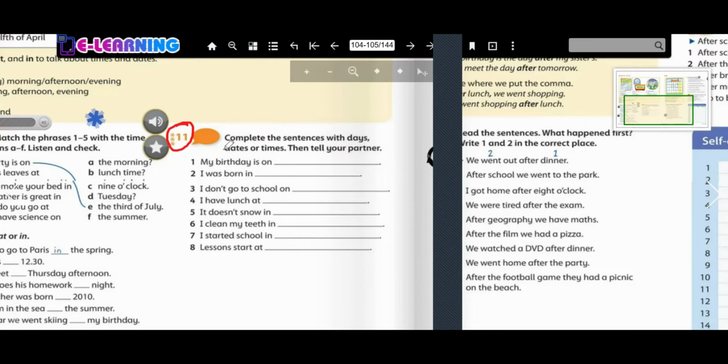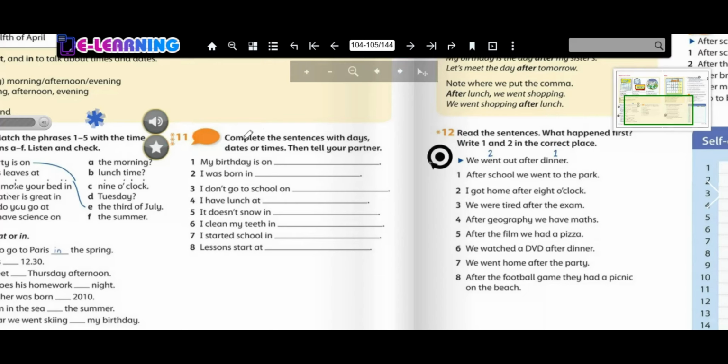All right, so I want you to complete exercise 11 for homework. Okay, for homework.